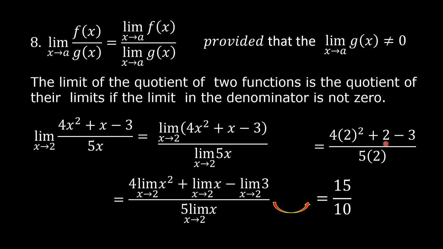And then 16 plus 2 is 18. 18 minus 3 is 15. 5 times 2 is 10. Then cancel. By 5, 15 divided by 5 is 3. 10 divided by 5 is 2. So we have 3 over 2.